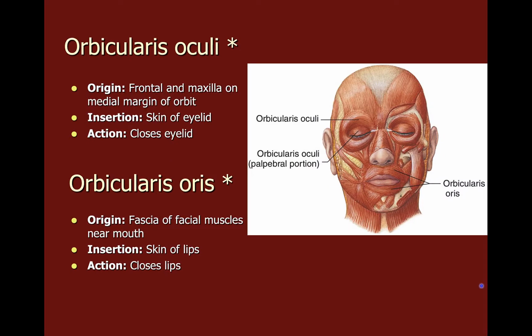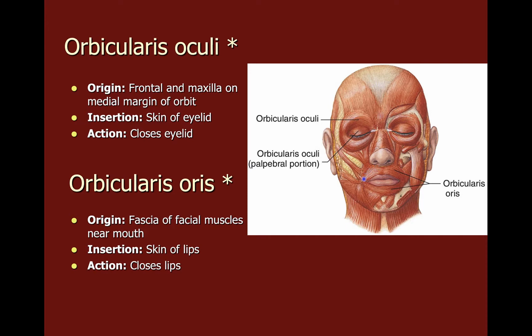Moving on to some muscles of our face. First, we have orbicularis oculi. This is a sphincter muscle, a circular muscle that surrounds our eyes. The origin of the orbicularis oculi is the frontal and maxilla on the medial margin of our orbit, and it inserts to the skin of the eyelid, and so this is responsible for closing our eyelids.